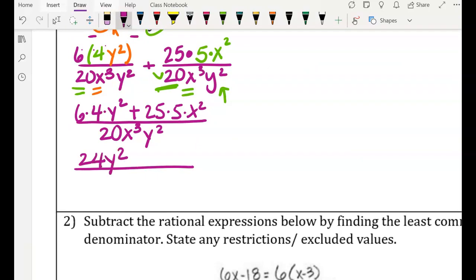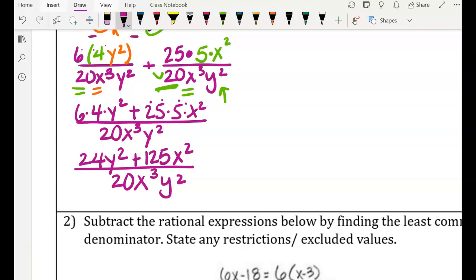24y squared. Now, if you take 25 times 5, remember, 5 times 5 is 25, so that's going to give us 125x squared, just like that. And we are now going to write it over the LCD.